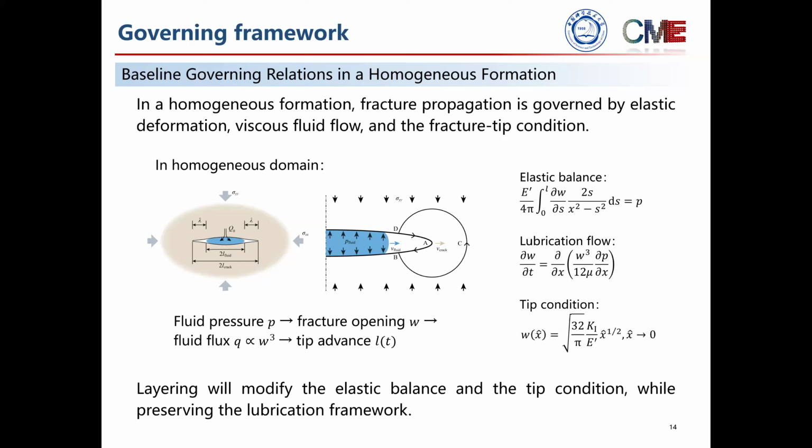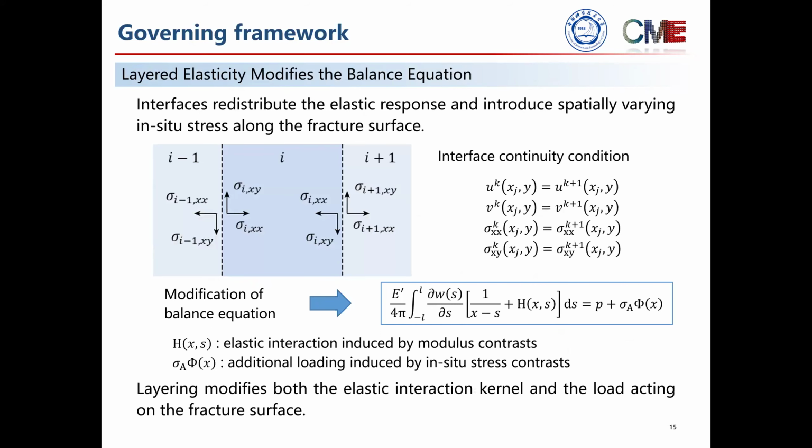Layering does not fundamentally change the lubrication equation. What it changes is the elastic response and the tip conditions. The first modification appears in the elastic balance equation. In a layered medium, the interaction between opening at one location and stress at another is no longer described only by the homogeneous kernel. An additional kernel term accounts for elastic contrast and the presence of interfaces. At the same time, the in-situ stress becomes spatially varying along the fracture surface. The interfaces themselves satisfy continuity of displacement and traction.